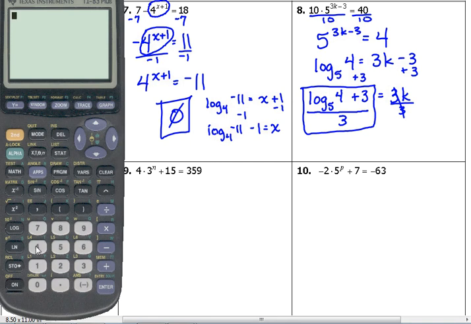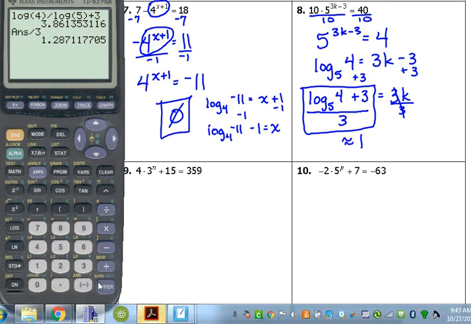So here's how you got to put it into your calculator. You kind of have to do it in pieces. The log of 4, close parentheses, divided by the log of 5, close parentheses. You can go ahead and put the plus 3. But since the whole thing has to be divided by 3, you need to put the whole top in, press enter, and then divide by 3. So it is approximately 1.287.